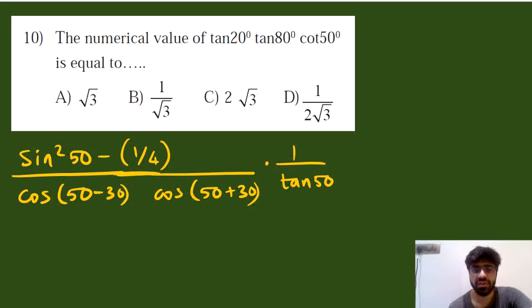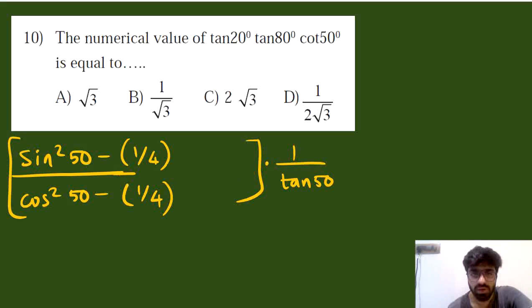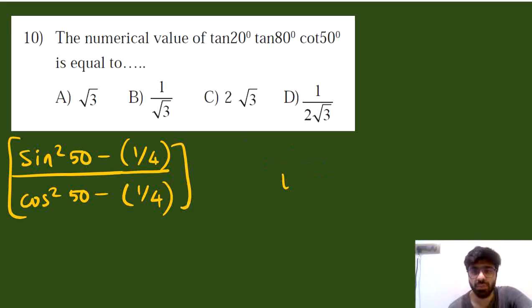And in the denominator we have cos A minus B into cos A plus B. That is cos square A minus sin square B. So this is cos square 50 minus sin square 30, which is again equal to 1 by 4 only. Okay, and tan 50, should we write it as, okay, let's not write it as anything. Let's just keep our expressions the way they are. Okay, so this is what we finally have, and into we have 1 upon tan 50.